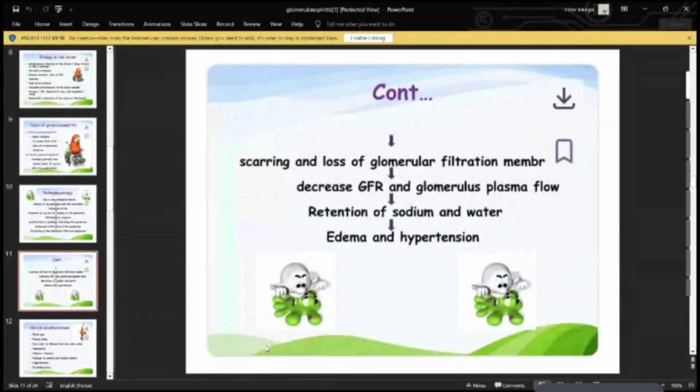So, continuation, we have the scarring and loss of the glomerular filtration membrane, then a decrease in the glomerular filtrate and glomerular plasma flow, retention of sodium and water, then it leads to edema and hypertension.